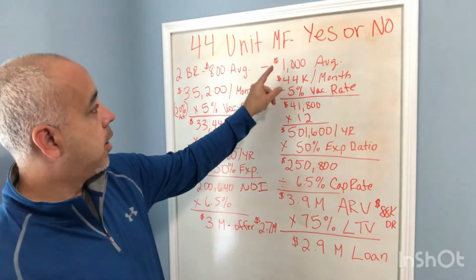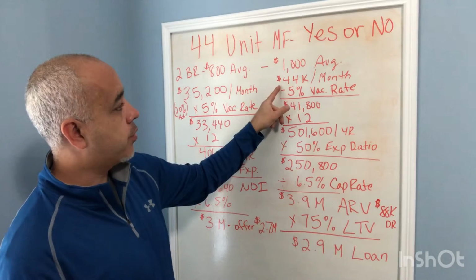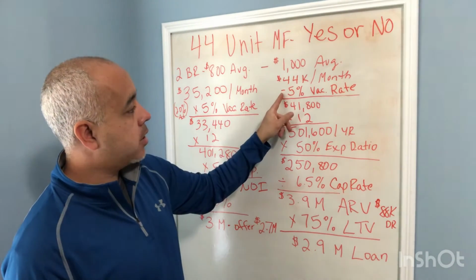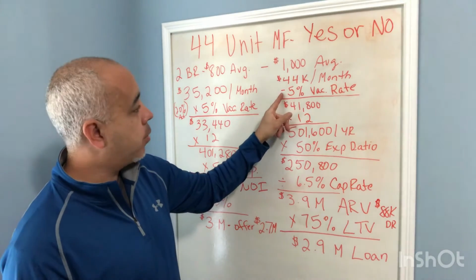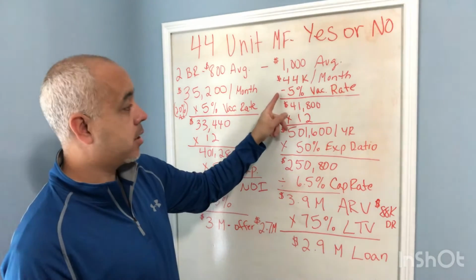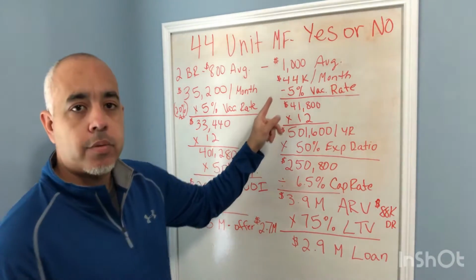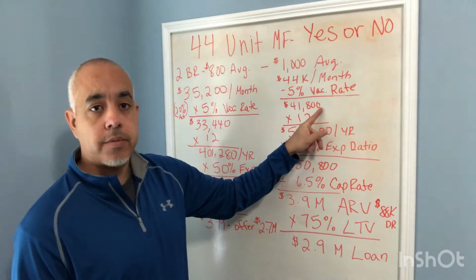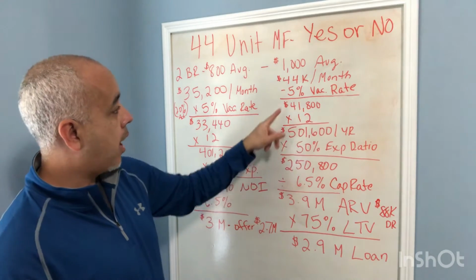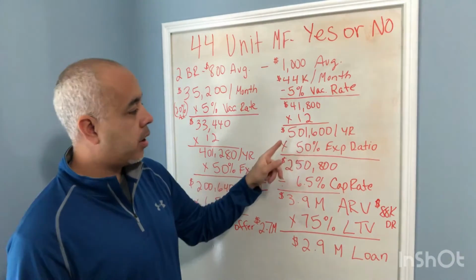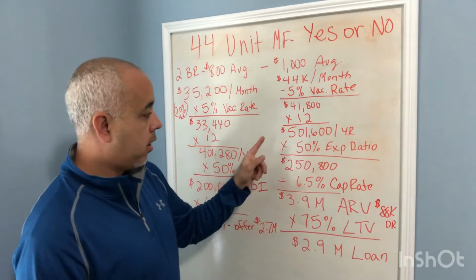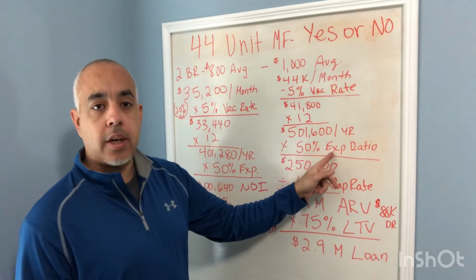So here we go. $1,000 a month equals $44,000 a month in total income. We do a vacancy rate of 5%, which is normal in that area. It's actually a little bit less, but again, being conservative with the numbers. You get to $41,800 a month in total income after the vacancy rate. You times that by 12. It's $501,600 a year. We do an expense ratio again of 50%.